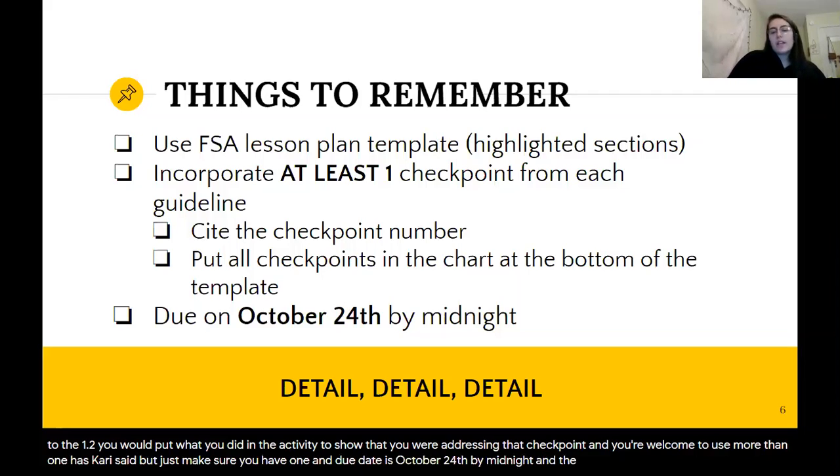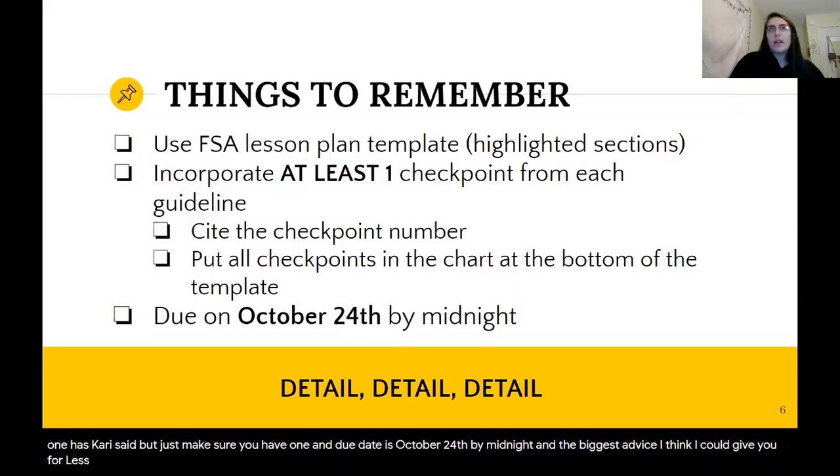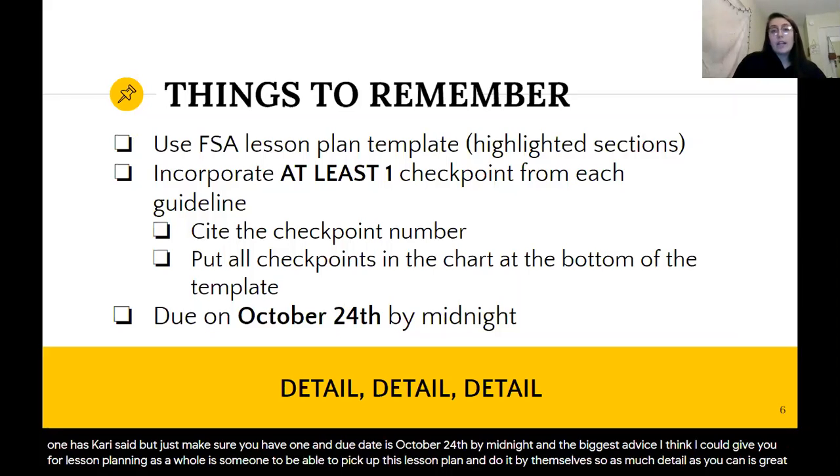And the biggest advice I think I could give you for lesson planning as a whole is use detail all the time. You want someone to be able to pick up this lesson plan and do it by themselves. So as much detail as you can is great.